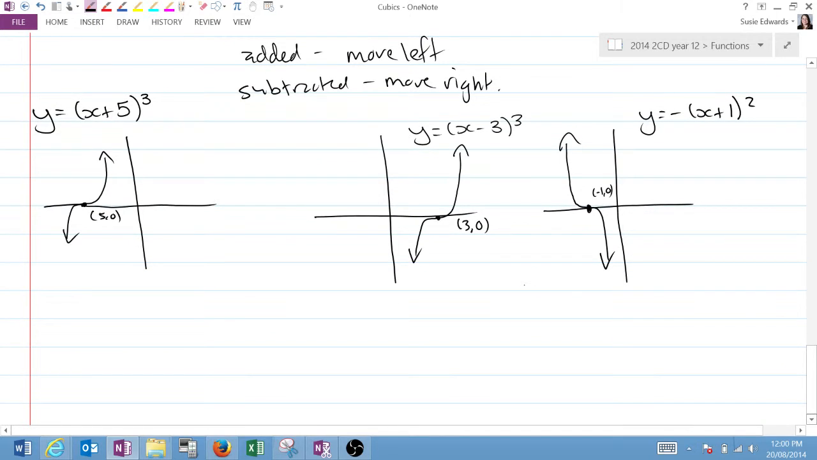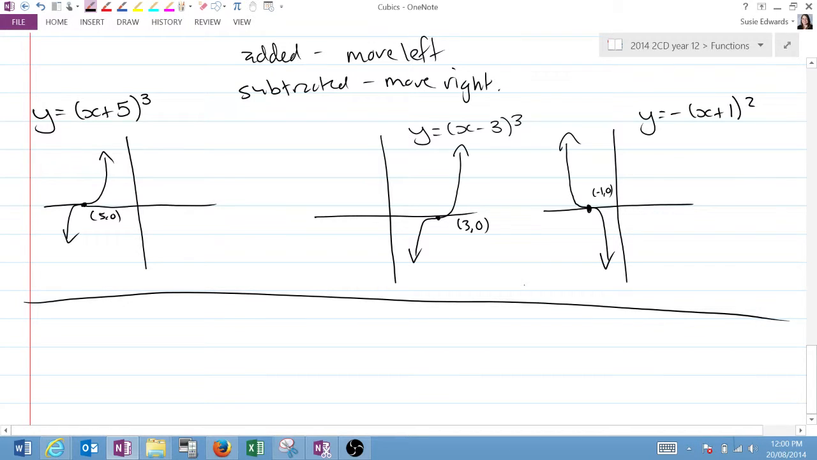We are going to look at one more thing quickly. It's not as important as the others, but we'll just have a quick look. What do you think we also need to look at now? We've gone left, right, up, down, inverted. We need to look at our dilation, okay?